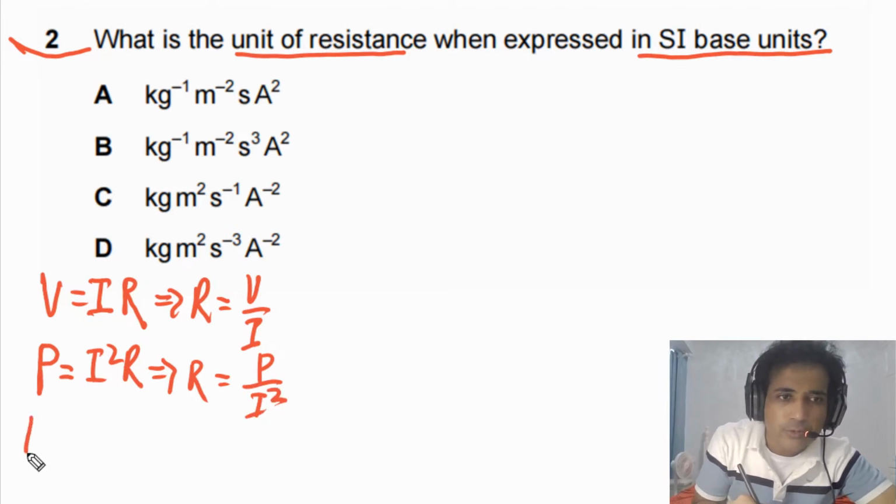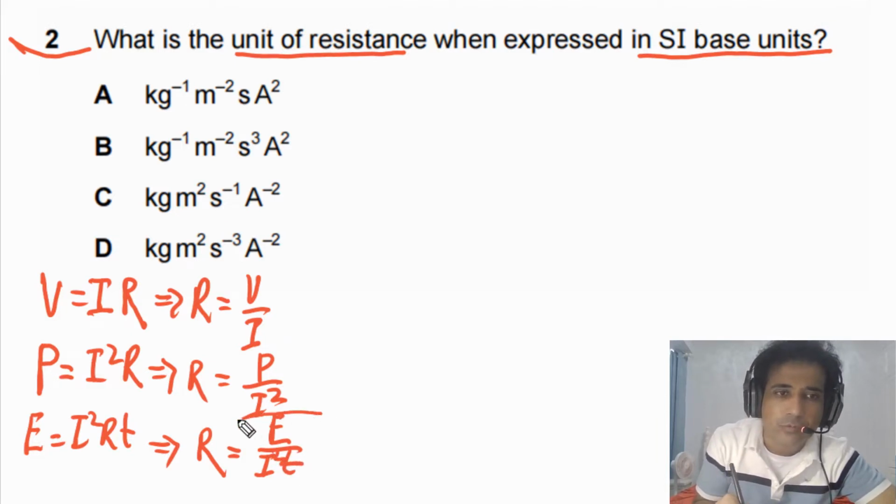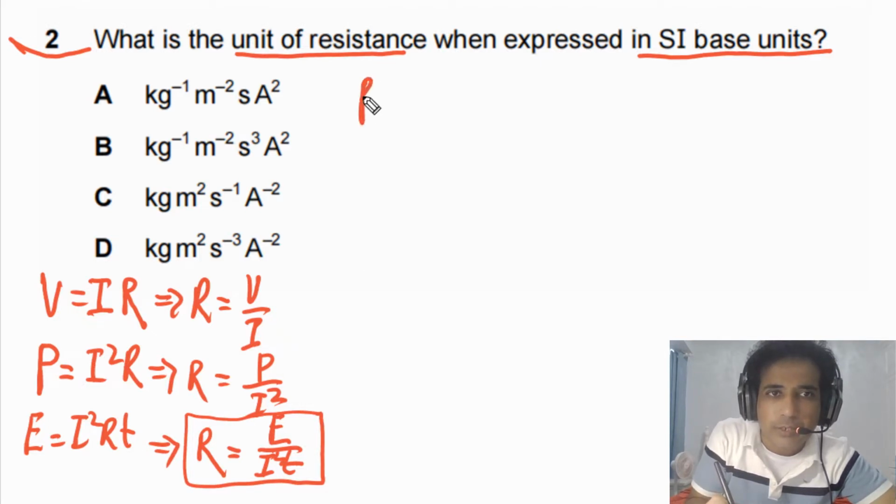We can also calculate using energy. Energy is equal to I squared times RT, and from here we can find resistance. So resistance will be equal to E divided by I squared times T. So we will be using this one. This is a very straightforward one. So we can write down resistance is equal to energy over I squared times T.